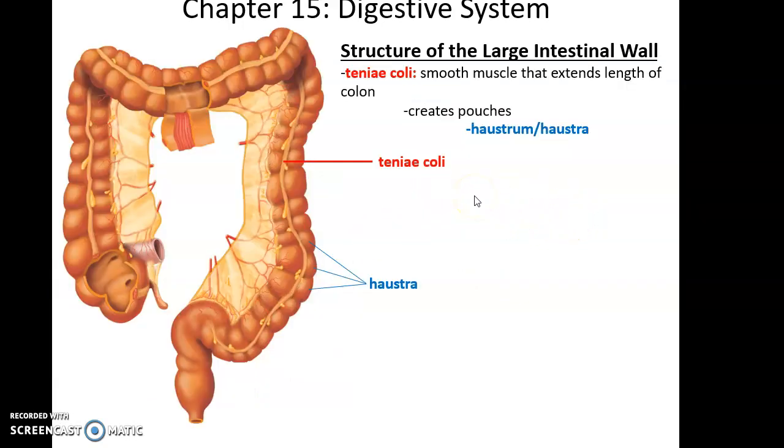The large intestine also has this smooth muscle tissue that goes along the length of the large intestine. This structure is called the taenia coli, and the taenia coli contracts slightly, and by doing that, it bunches up the large intestine, forming these little pouches, and these pouches are called one haustrum, one pouch, one haustrum, or many haustra.